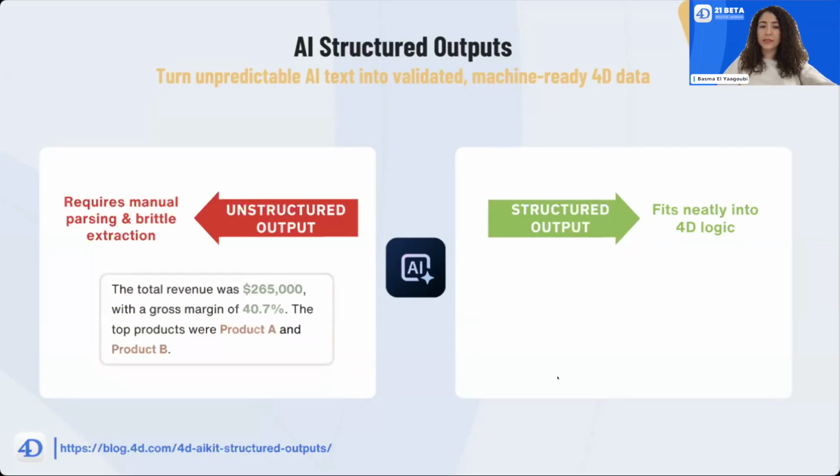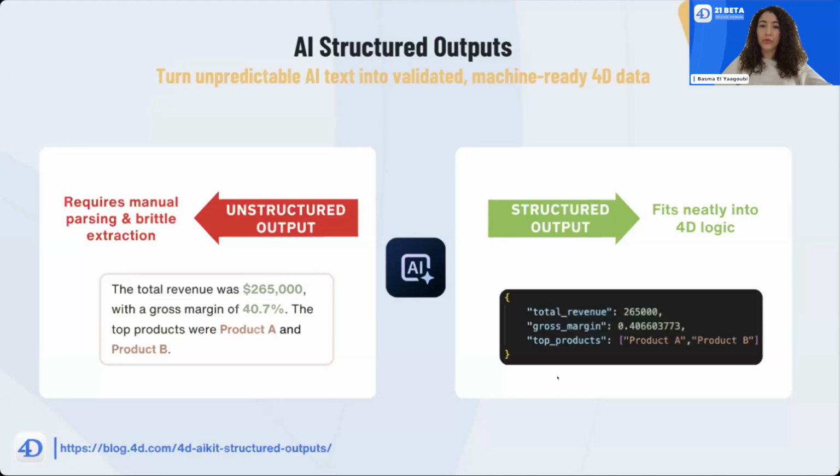Unstructured outputs, constant guessing. However, the AI kit in 4D21 removes that burden. You define the structure from the start and the model follows it. A schema with clear fields, a response with a clear shape. And that is the right side, a clean object ready for your workflow. Once you work with structured outputs, the improvement becomes obvious, and every AI response becomes something your application can trust.